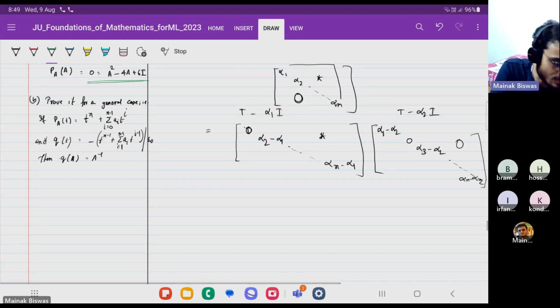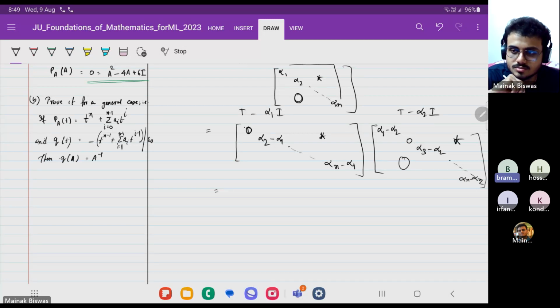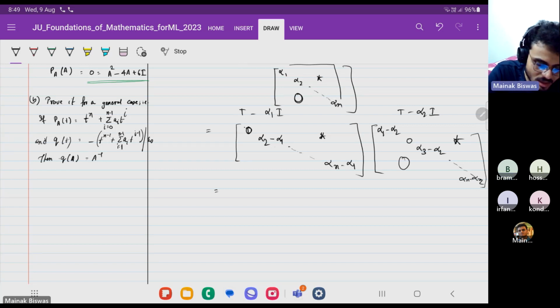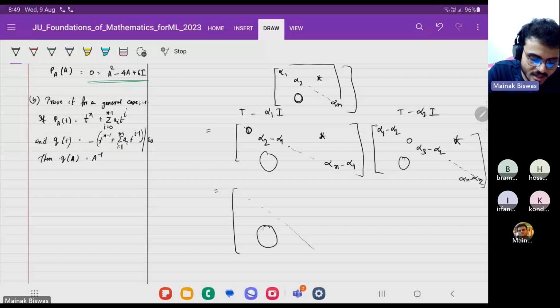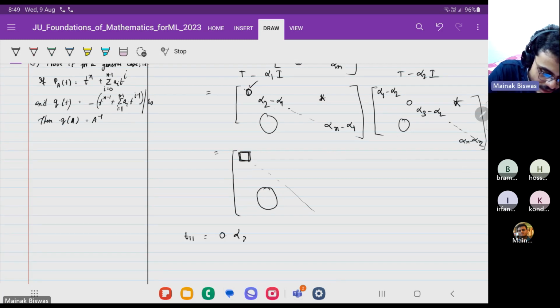Okay, so what will this product of these two matrices be? The diagonal elements will get multiplied. Okay, so what will happen? Do you agree all the elements below the diagonal will still remain 0, since it's a triangular matrix? You can check, right? So you see the first element, T11. What will it be? It will be 0 times alpha 2 minus alpha 1, right?